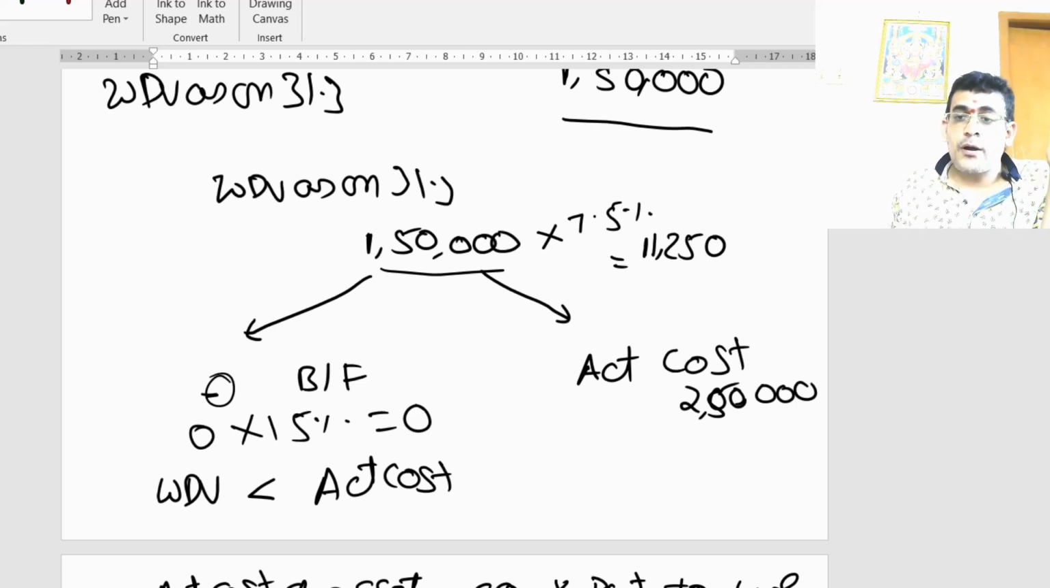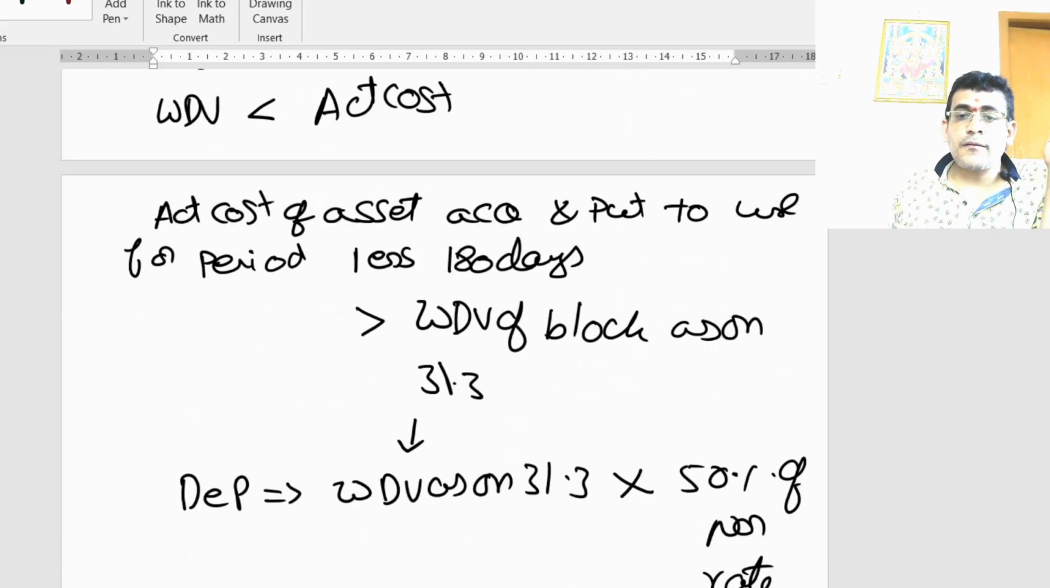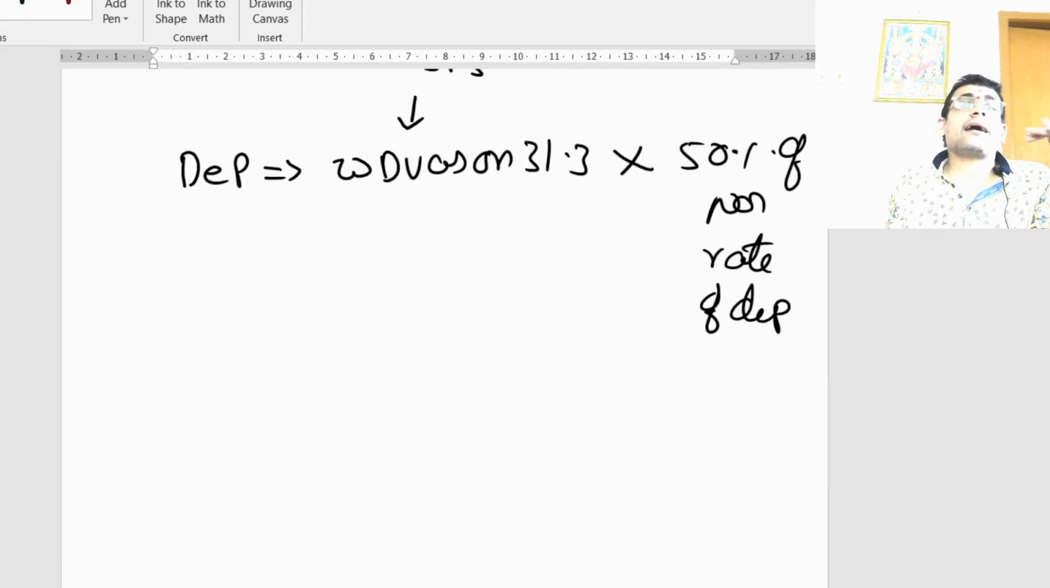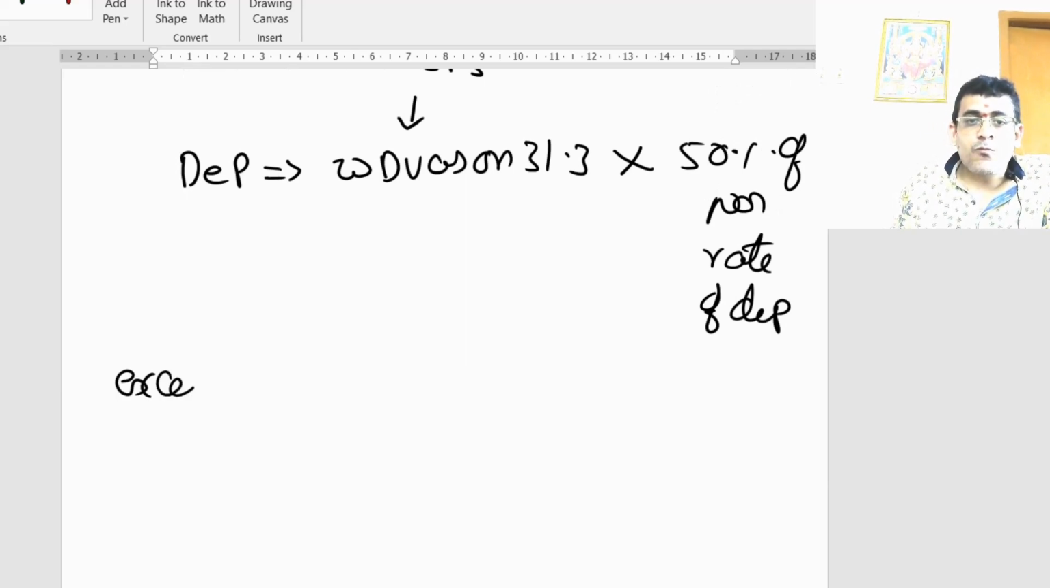Now, I hope this is clear. I'm going to the other part, exceptions to the normal. If we discuss that, I can say the provisions regarding depreciation are completed. Exceptions. Let us see what the exceptions are.